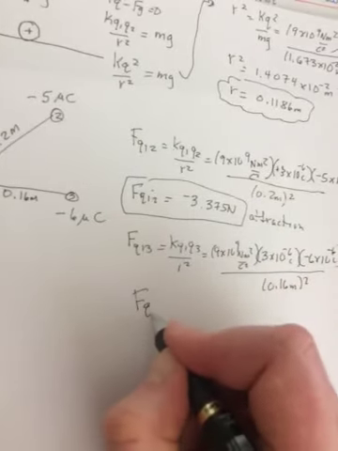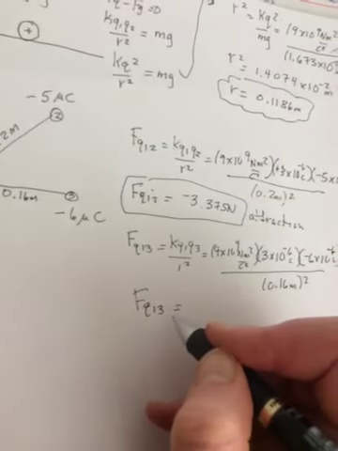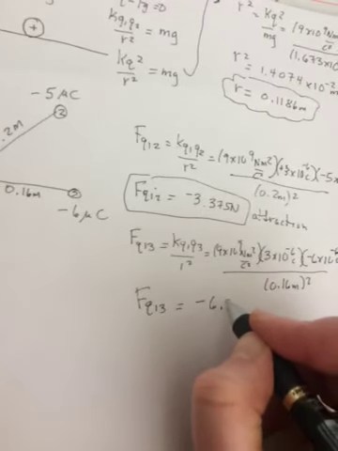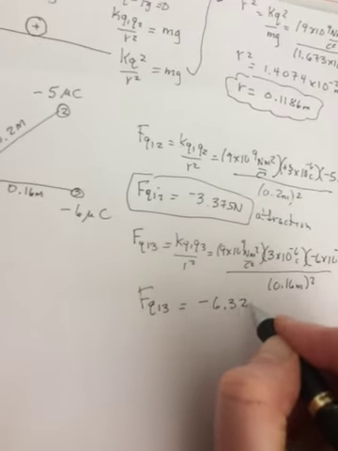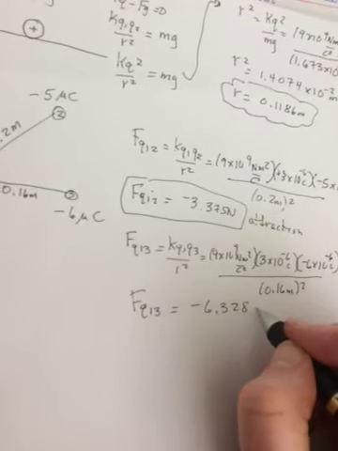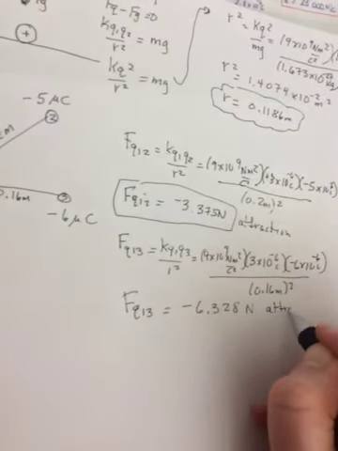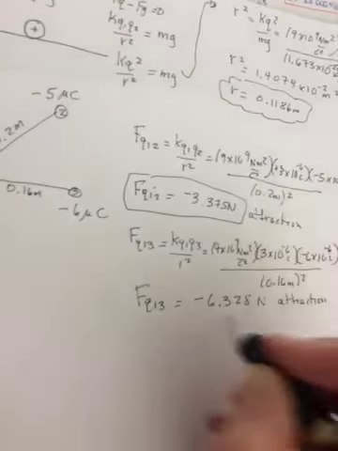And when you do this, you get Q13 to be negative 6.328 newtons, where again, the negative is attraction. Okay?